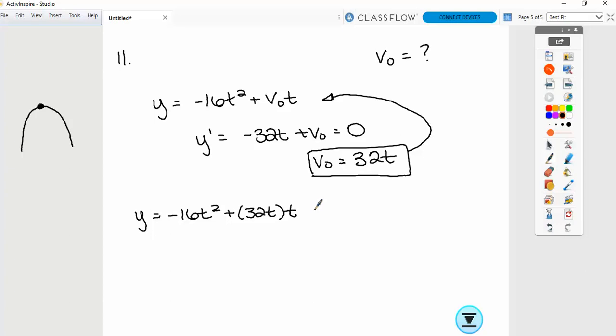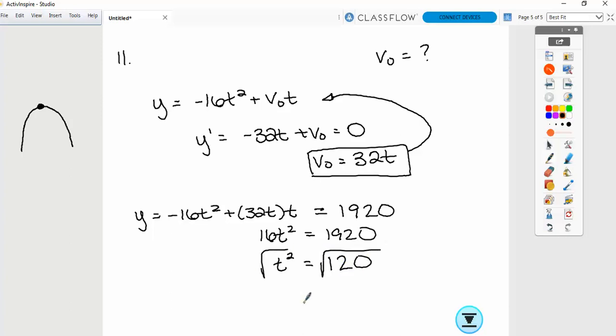And what is the maximum height? So at that instant, the height is 1920. So we have negative 16t squared plus 32t squared. So that's 16t squared equals 1920. Divide by 16. We get 120. So t is the square root of 120.